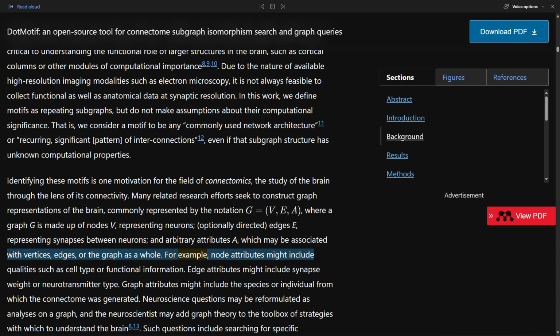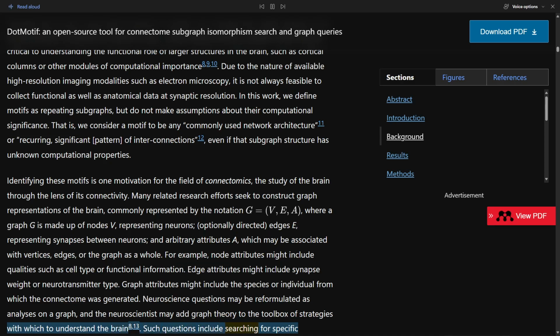For example, node attributes might include qualities such as cell type or functional information. Edge attributes might include synapse weight or neurotransmitter type. Graph attributes might include the species or individual from which the connectome was generated. Neuroscience questions may be reformulated as analyses on a graph, and the neuroscientist may add graph theory to the toolbox of strategies with which to understand the brain 8, 13.